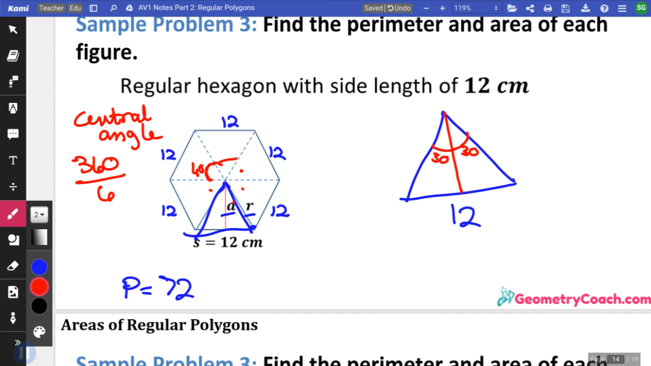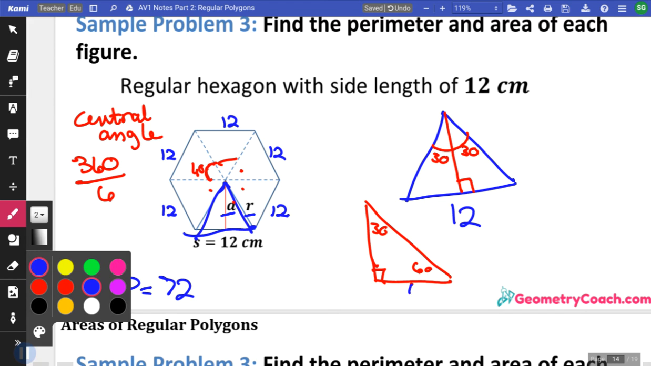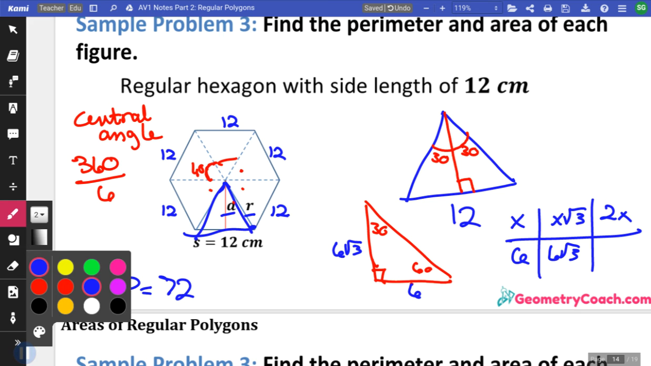Now, the apothem is at a right angle to the side. So are you seeing a 30-60-90 right triangle? You should. Okay, so if I draw half of it, bottom is 12. x, x root 3, 2x. You can use trig here if you'd rather. The 6 is the short side because it's across from the 30. So my medium side is going to be 6 root 3, and my long side is going to be 12.